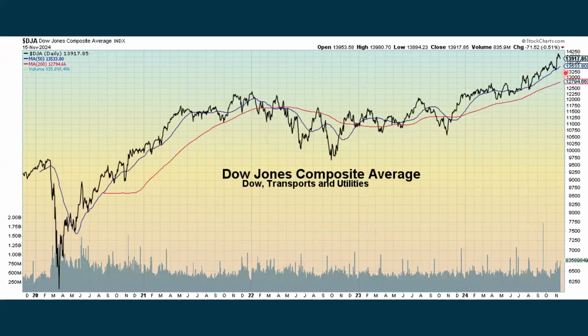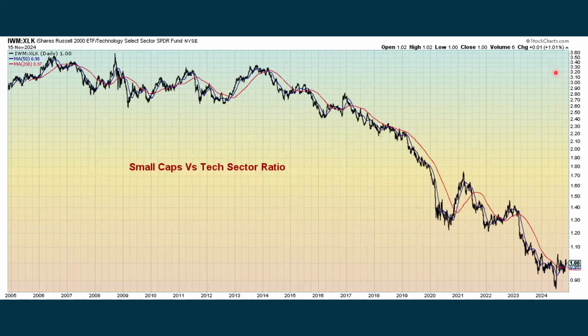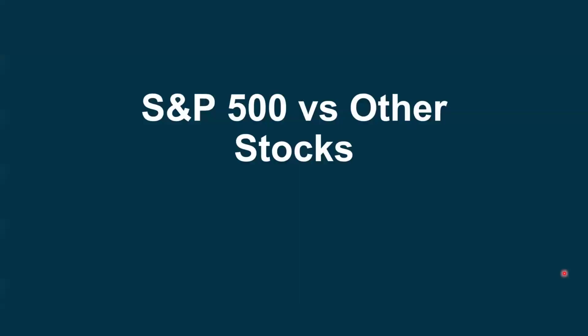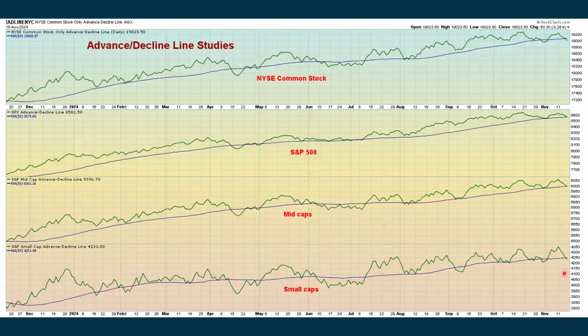And the Dow Jones Composite Average, which is the Dow, the transports, and the utilities, is pulling back, but still well above its 50-day moving average. And we look at small caps to tech, where we've been seeing a lot of choppiness as tech was under pressure earlier on. Then small caps looked to be breaking out, but now they're pulling back. And so this ratio is just kind of chopping around sideways. And I show this in the daily video.